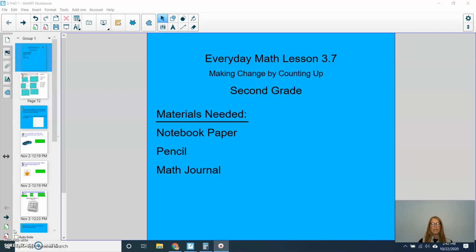Hi boys and girls, welcome to Everyday Math Lesson 3.7, Making Change by Counting Up. The materials that you'll need today: notebook paper, pencil, and math journal.